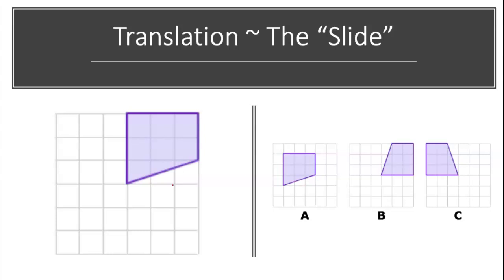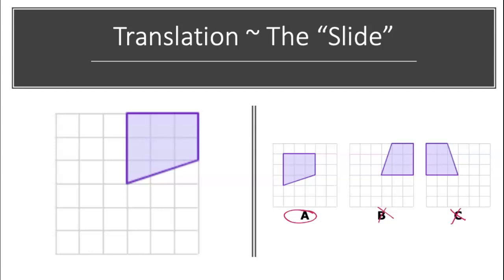Does B look exactly like the given quadrilateral? No, it does not. If you notice here, the slanted side here is on the bottom, and over here it's on the side. That tells me that this has probably been spun around. So it cannot be B. Now looking at C, nope, again, not a slide, because they have to line up, and these do not line up, so it is definitely not C. So the answer here would be A.